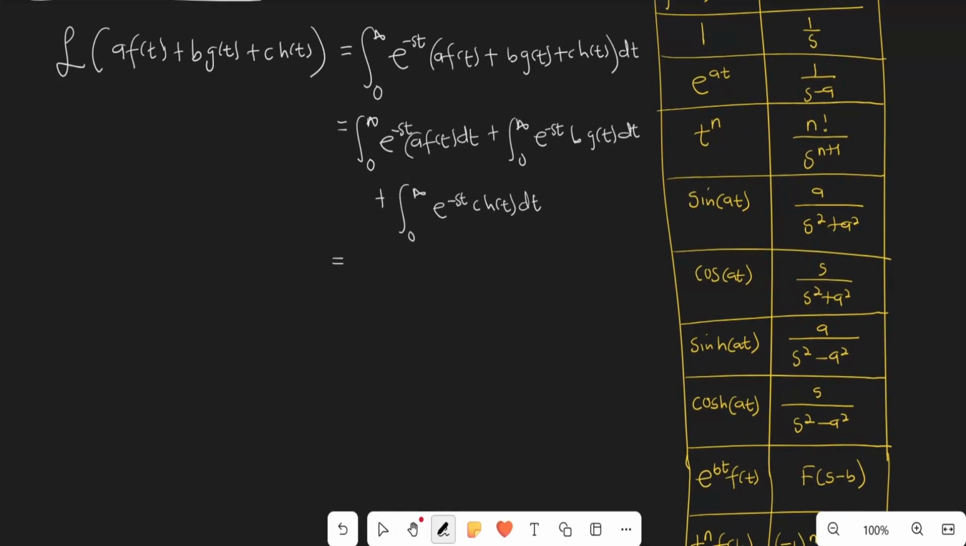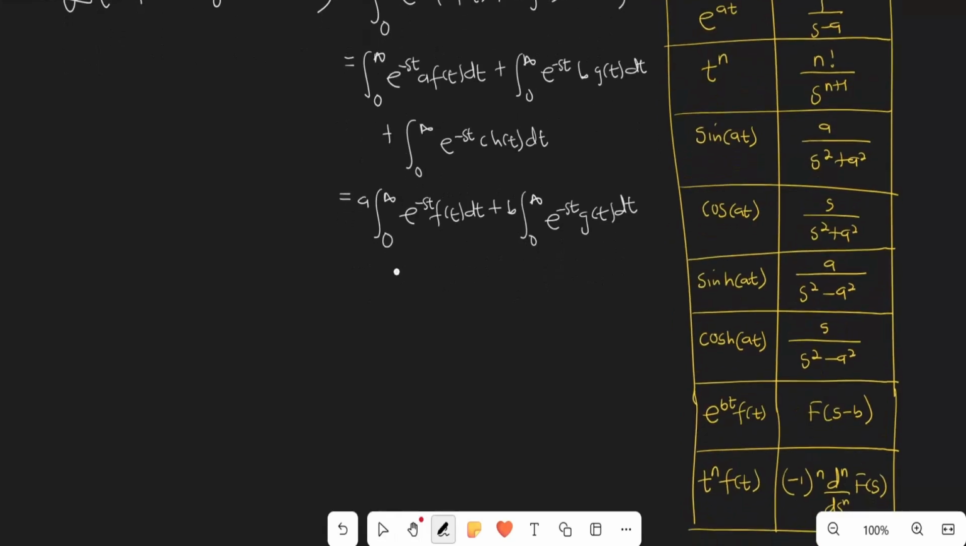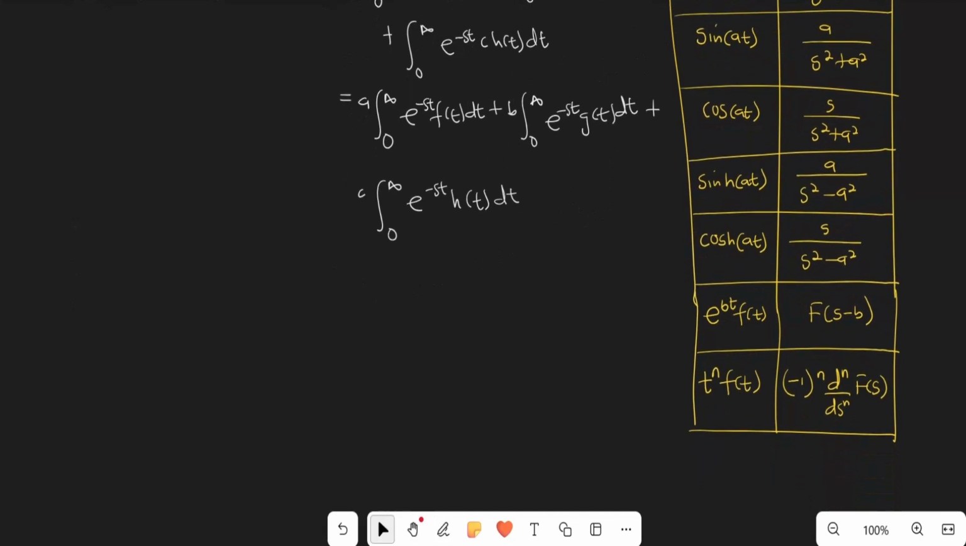All right, cool. So this a is a constant in the t world, so I'm going to bring it out here. Then I have the integral from 0 to infinity of e to the negative st times f of t dt. This b is a constant in the t world, so b times the integral from 0 to infinity of e to the negative st multiplied by g of t dt. And then the last one, this c is a constant, it comes out in front here, so plus c times the integral from 0 to infinity of e to the negative st multiplied by h of t dt.